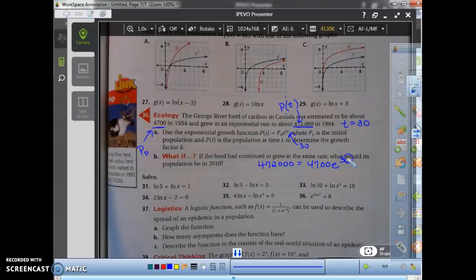So it's 30K. Okay, so we take the natural log, and then we bring down 30K, and then we solve for that. Yes, I'm going to show you all the way to the end.